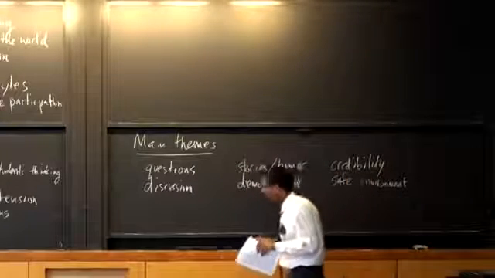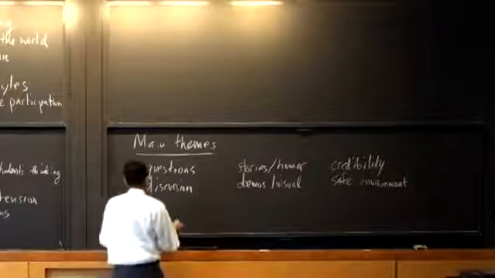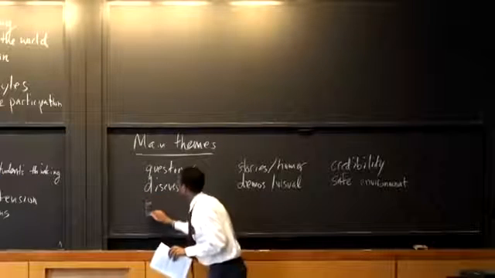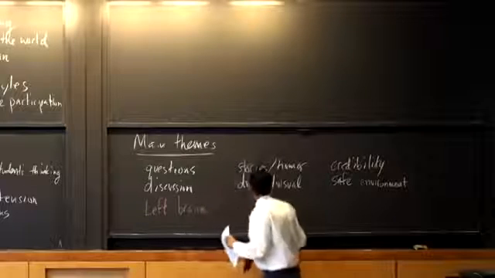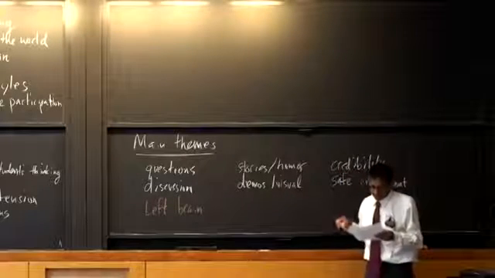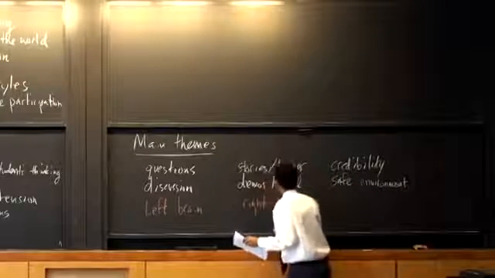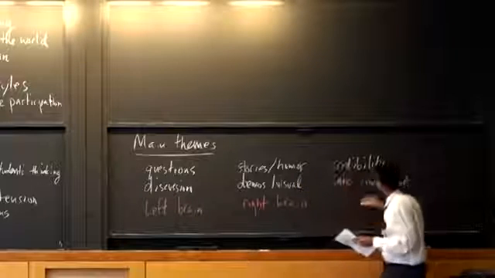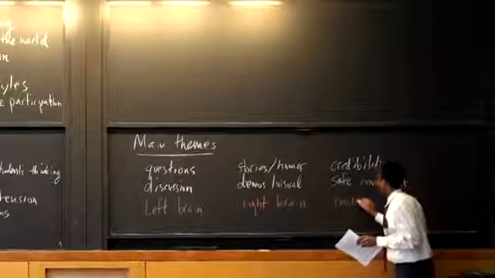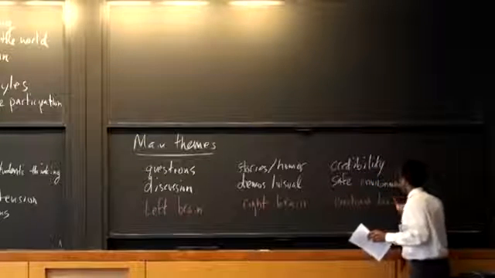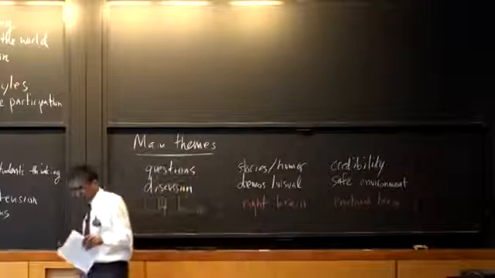So I put these in 3 columns because I think they fall into sort of 3 pieces of the brain. Questions and discussion, sort of left brain. Stories, humor, demos and visual, that's right brain. And credibility and a safe environment, I'll call that the emotional brain. The amygdala. Maybe you could put humor over there as well.